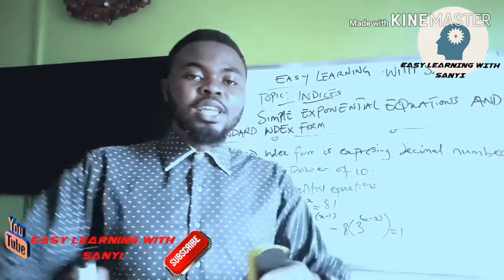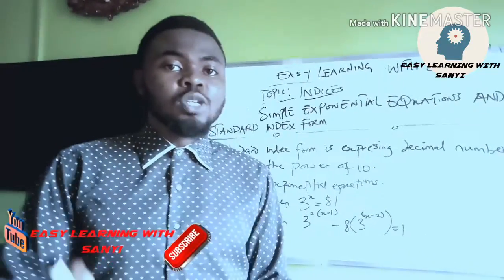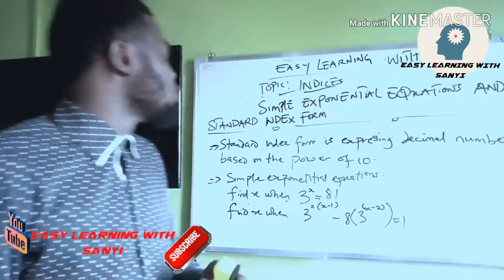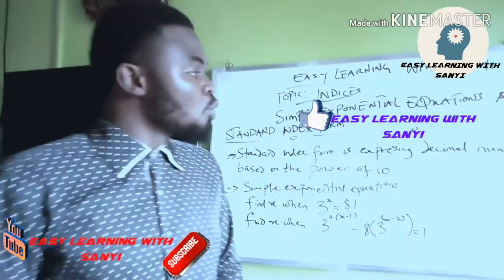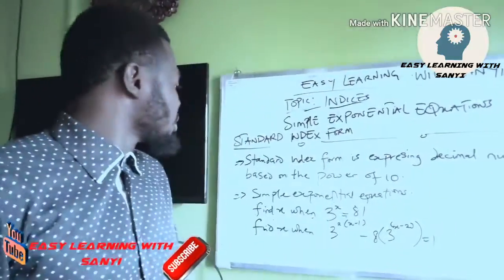Last time we did the rules of indices. Today we are going to summarize indices by doing simple exponential equations and standard index form. So we are going to start right away.